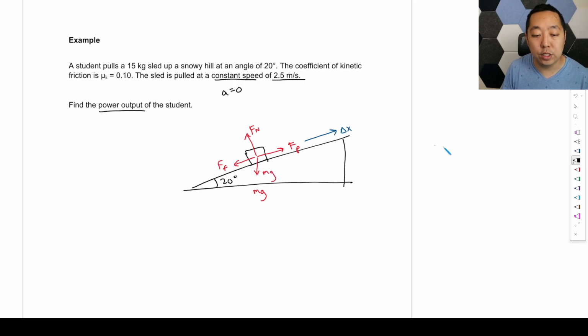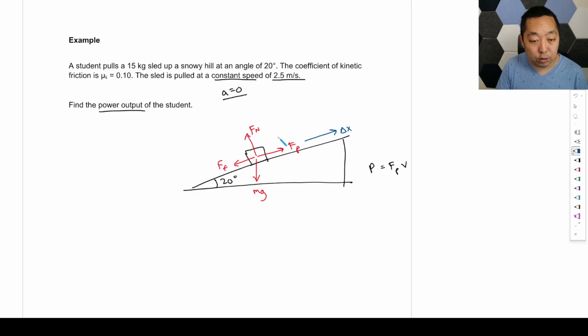And we want to know just the power. Sorry, let me make this a little bit bigger because we're going to do some decomposition. We want the power output of the student. So we want to know the power by this force right here, okay? So again, the power by the student is going to be the force that he's pulling times the velocity. We already know the velocity, so we need to figure out what this force is. Well, we know the acceleration is 0, so we got to decompose all our forces.